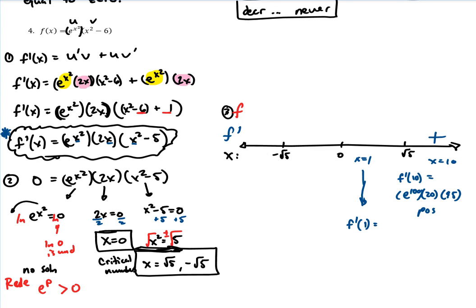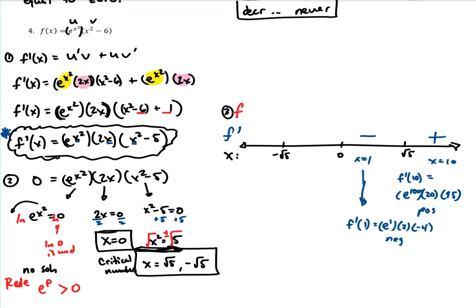So f prime of 1, again, I'm back to my starred equation, and I'm plugging 1 in for all the x's. Well, e to the 1 squared is e to the first. And then we have times 2 times 1 is still 2. And then 1 squared is 1, minus 5 would be negative 4. Okay, so I have a positive value, times a negative value. Well, 2 positives times a negative would be negative. Again, we could double check with a calculator to see the sign for sure, but I'm just using the rules for what happens when we multiply positives and negatives to get this answer more quickly.